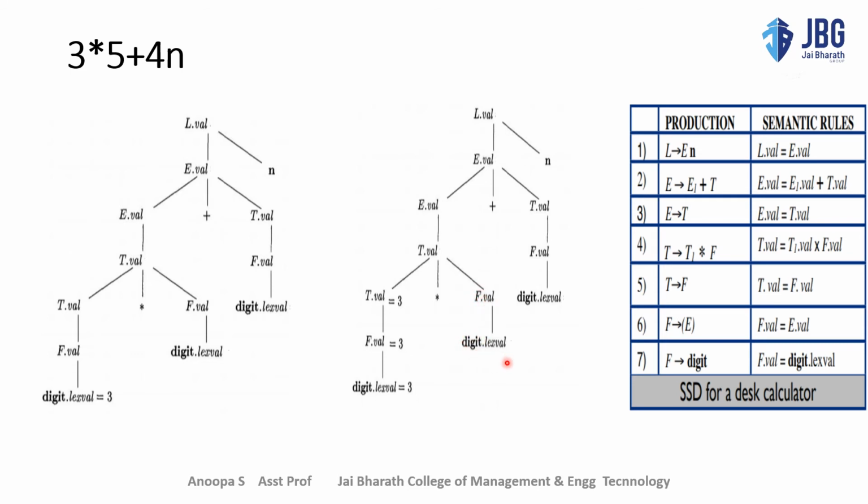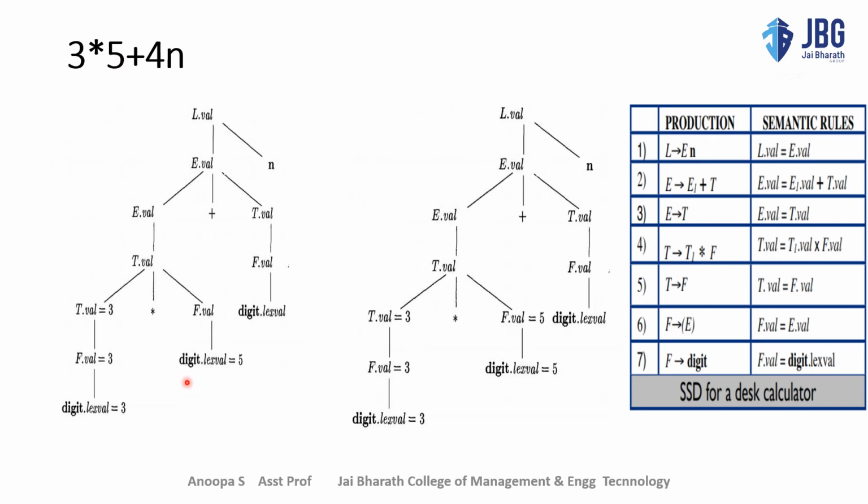So this is a reduction, so again the same will happen. So with digit dot lexval, I will get the value as 5. Okay, so I got the value as 5. Whenever I perform a reduction, I will go for the semantic action. So again, F dot val equal to digit dot lexval. I substituted 5 here. So here T into F.